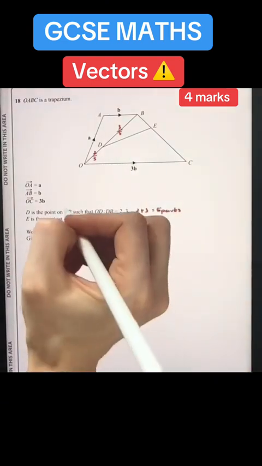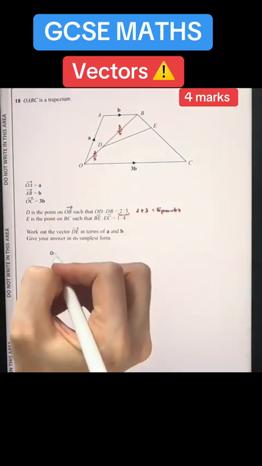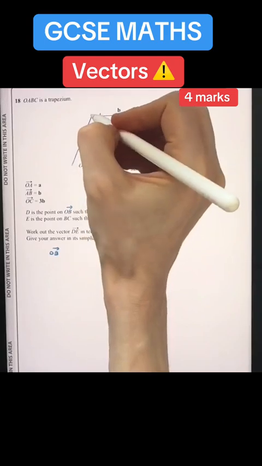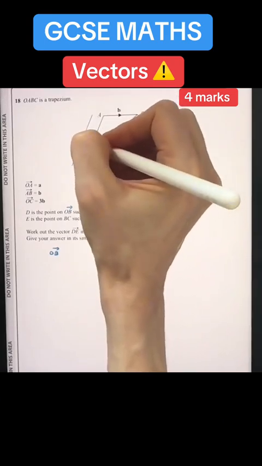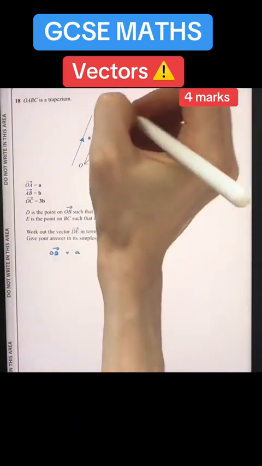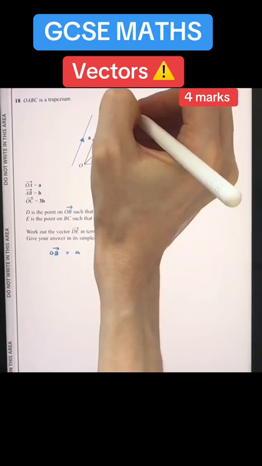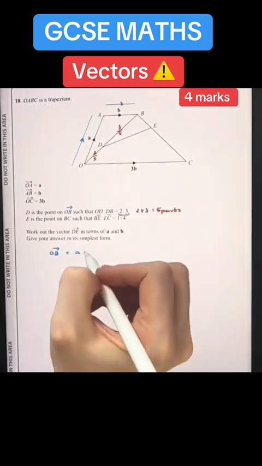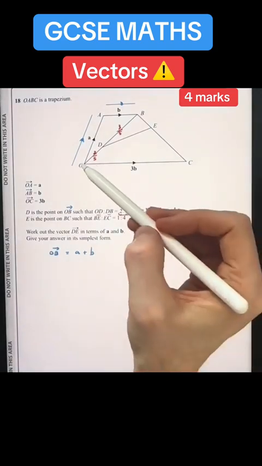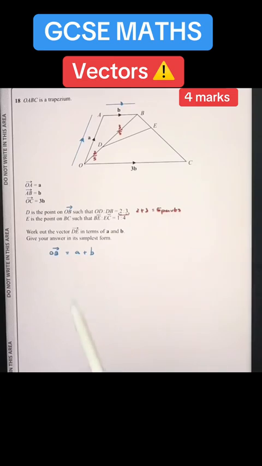I now need to find the vector OB. Well, OB, I'm starting at O and I want to get to B. Well, I can go up O to A, which in this case I know is just positive A. And I have to come along A to B, which now in this case is the vector just plus B. Hence, my vector OB is simply A plus B.